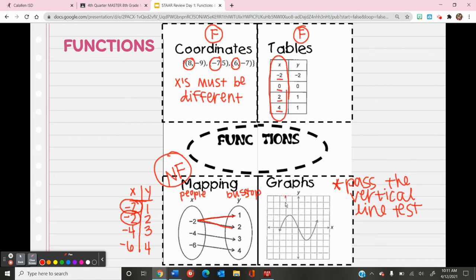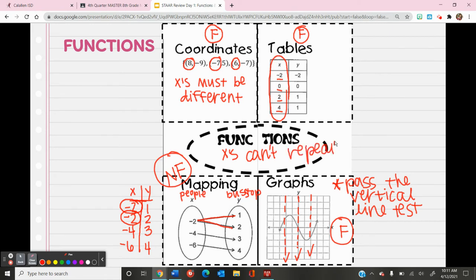So going here, if I do the vertical line test, it passes. If I go here, it passes. If I go here, it passes. Every time I do the vertical line test, this graph passes it, so this tells me that this is a function. Again, a function is every x value has to have exactly one y value. So x's can't repeat.